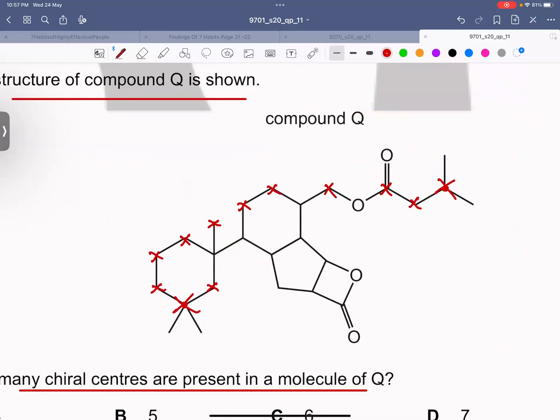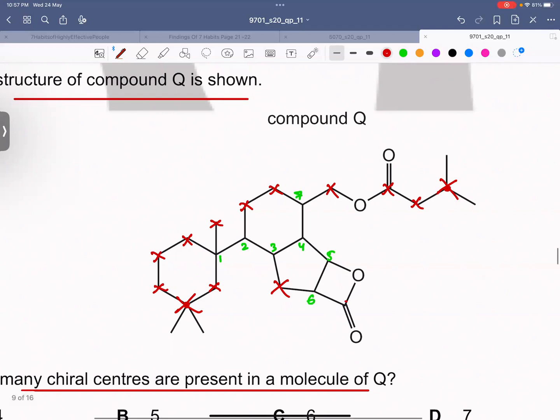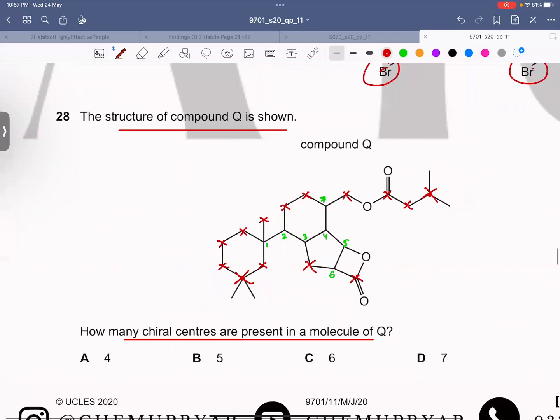Now, count the remaining. 1, 2, 3. Okay, I left this one. 4, 5, 6, 7. I already left this one. So the ones where I put the crosses are not chiral carbons and the rest are the chiral carbons. So I am getting 7 chiral carbons, which makes D option correct and the rest, A, B, and C, are wrong. Is this clear? Okay. Yes, sir. These two are also not chiral. And these two are also not chiral.